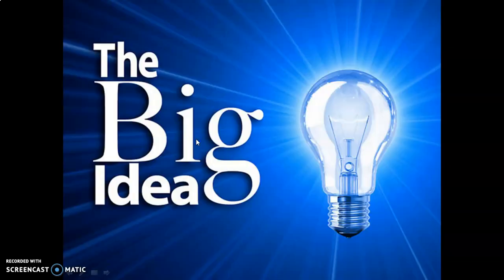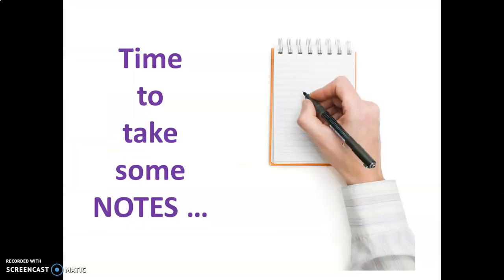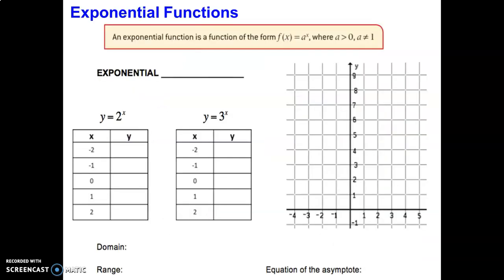These are a big family of functions important in modeling many real-life phenomena, so it's very important to understand how these work and how to model them. Let's take some notes. I don't think you have a notes page, but let's note down the most important things.